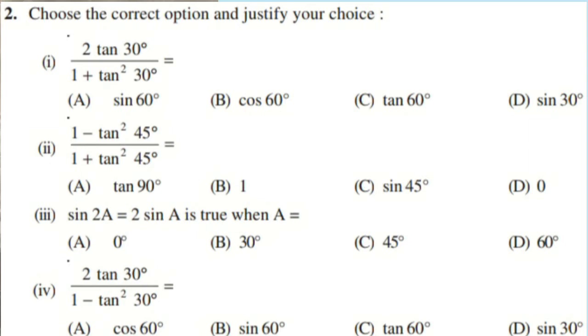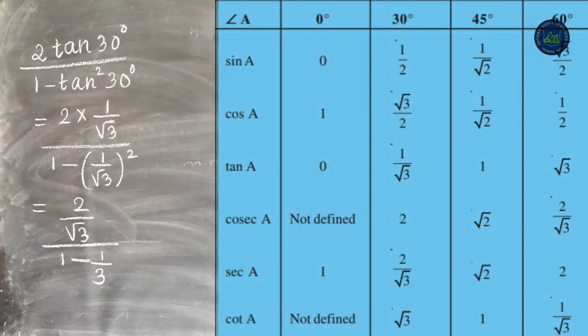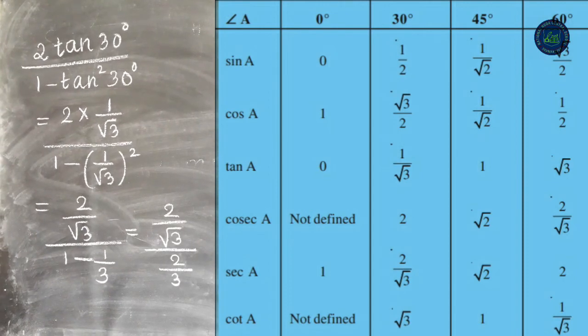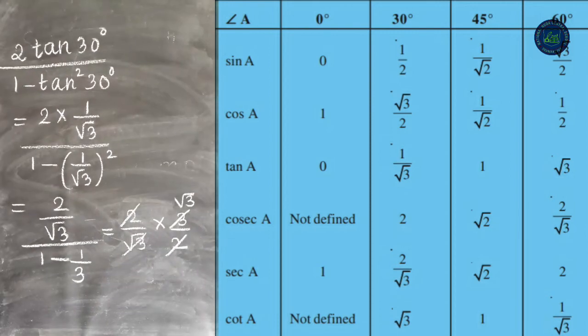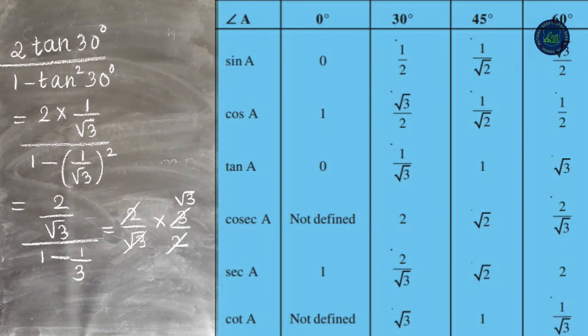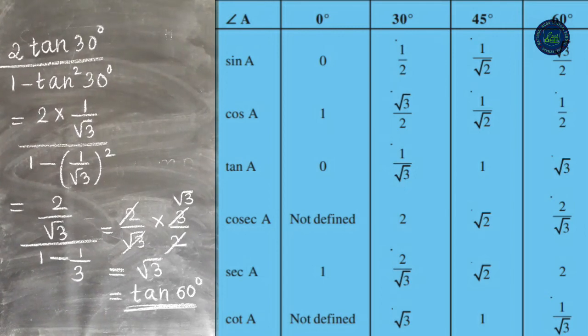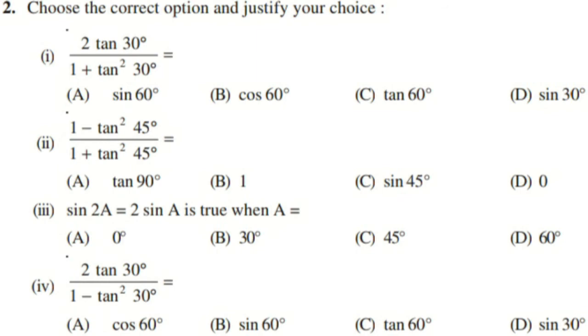Then last question, 2 tan 30 degree divided by 1 minus tan square 30 degree. The value of tan 30 is 1 by root 3. So if you substitute the value, it becomes 2 into 1 by root 3 divided by 1 minus 1 by root 3 the whole square. Simplify, you will get 2 by root 3 into 3 by 2, so that the answer is root 3. Root 3 is the value of what? Tan 60 degree. That is the correct answer.